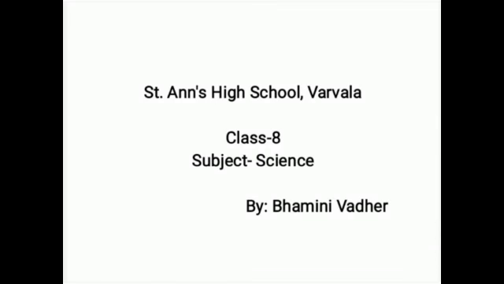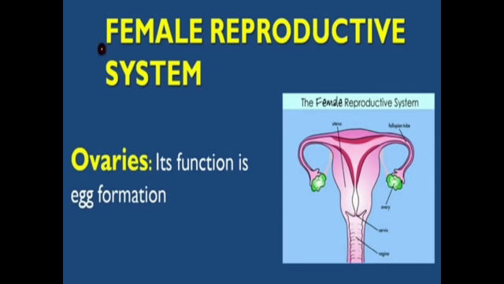Hello students, in today's session we are going to continue with chapter number 9 of our class 8 science NCERT textbook, that is reproduction in animals. In today's class we are going to study the female reproductive system. In the last class, we studied the male reproductive system. I hope you are clear with that topic and have gone through it very nicely. So, today we are going to study the female reproductive system.